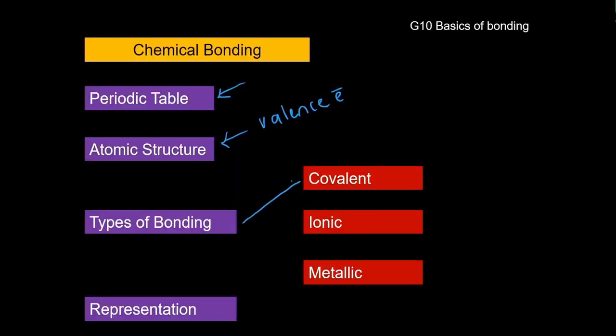Then types of bonding, we have got covalent bonding, ionic bonding, and metallic bonding. So we are going to do a quick review of ionic bonding. We're going to have a look at the covalent bonding, and we're going to get to metallic bonding. Representation, we've already started with that. We have already discussed how Lewis works.